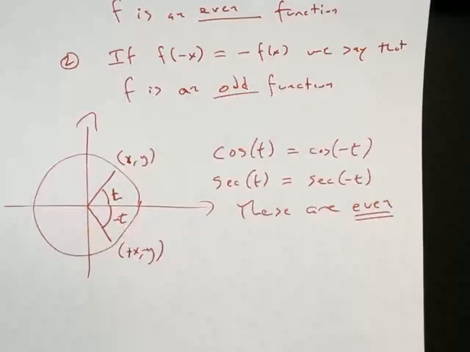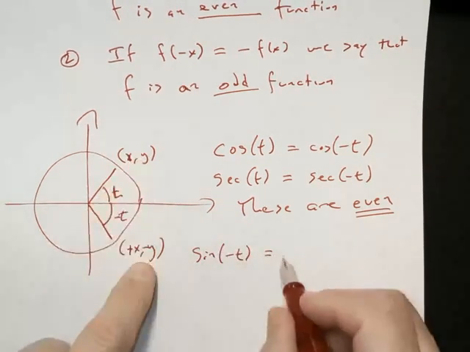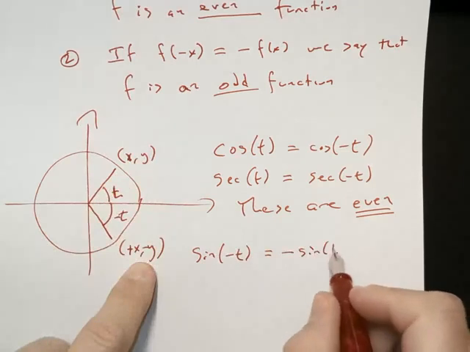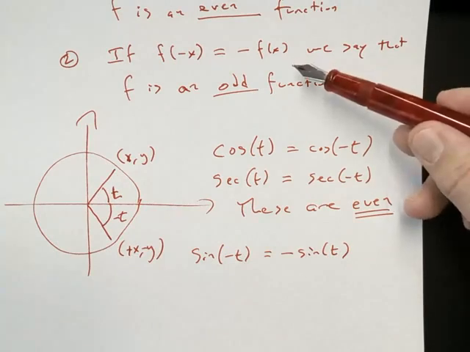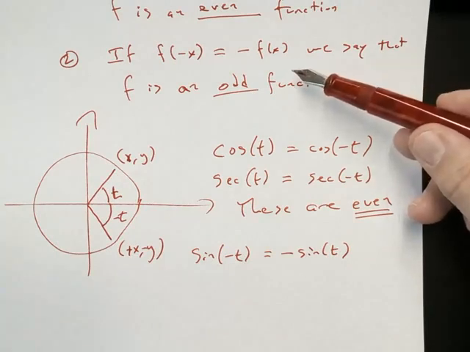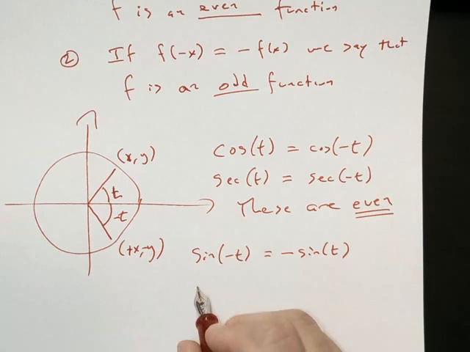On the other hand, y values up here are positive. Y values down here are negative. So if I think of the sine of minus t, it is the same number, but negative, from the sine of t. That's exactly what my function being odd means. It turns out all four of the other trig functions have this odd property.